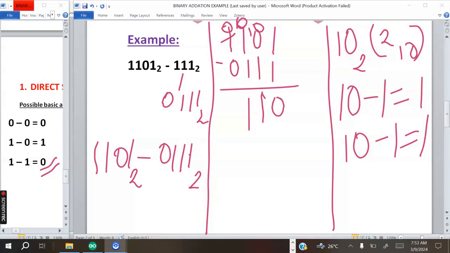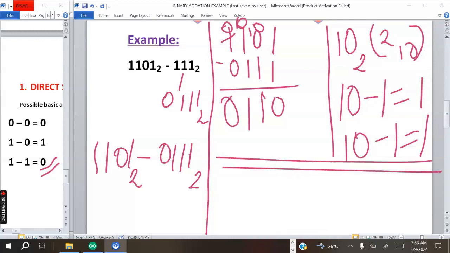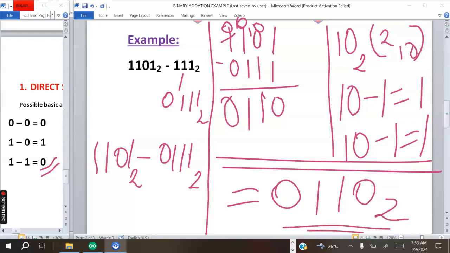Now this one takes us to the rule: 0 minus 0 is equal to 0. Since we borrowed the 1, it remains with the 0. Therefore, this 0 minus the 0, we get 0. Therefore, the answer that you're supposed to give to your lecturer is 0, 1, 1, 0 base 2. So this is the final answer for our case.